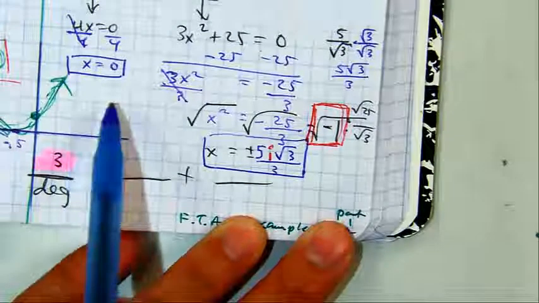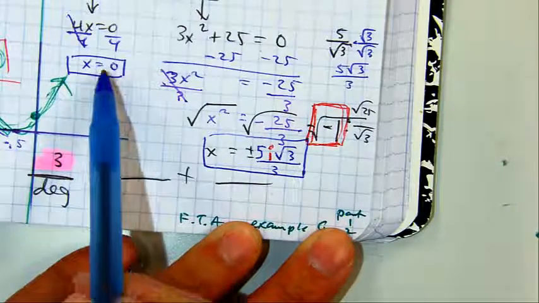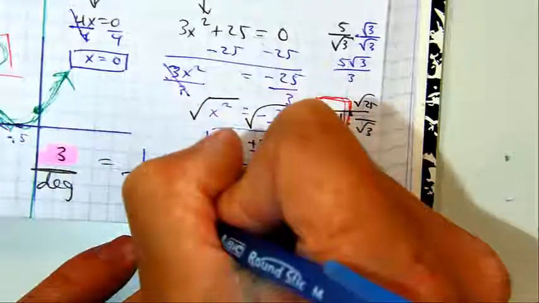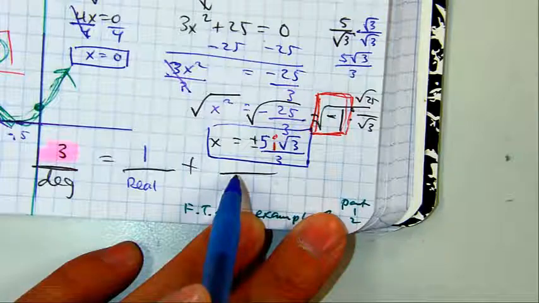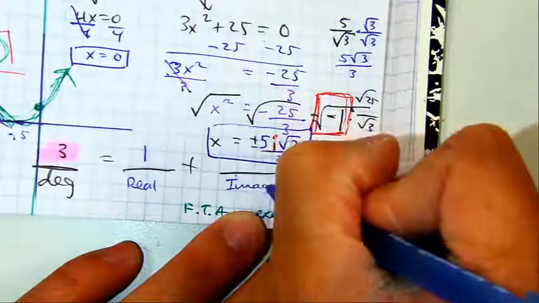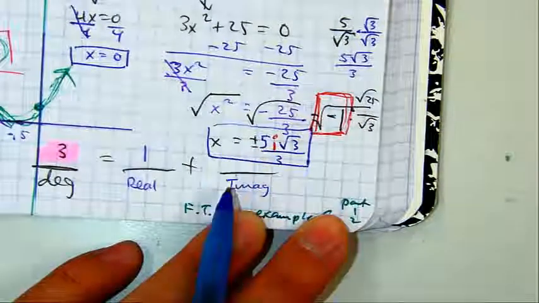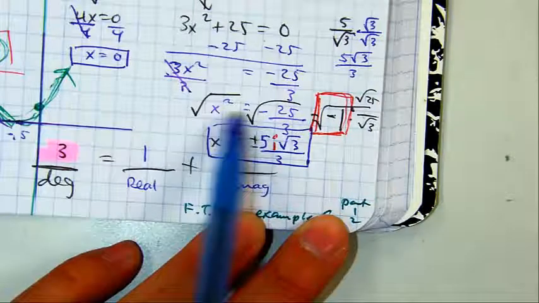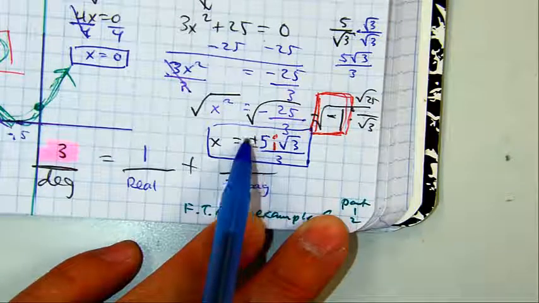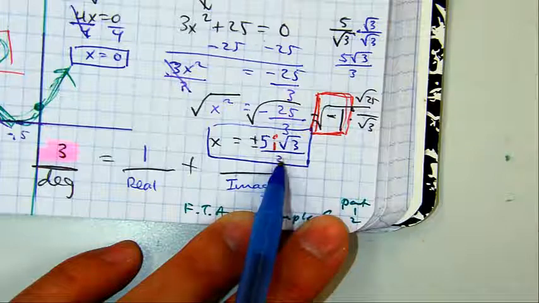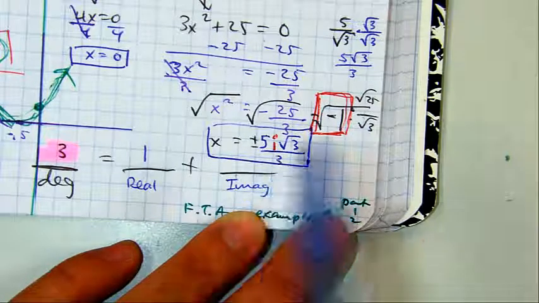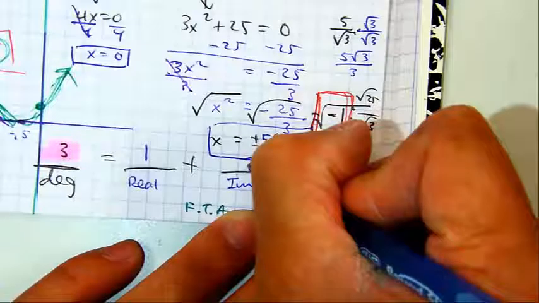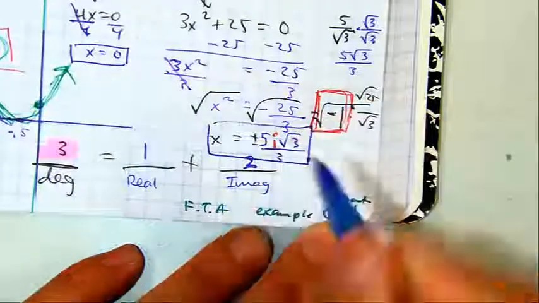Class, is this real or imaginary? So we have one real. That implies that we're going to have 2 imaginaries. And you should think about it, because then that helps you verify that back here, when you take the square root of an equation, you should have plus or minus. So you have plus 5i radical 3 over 3. That's one imaginary. And then negative 5i radical 3 over 3 is your second imaginary. So 1 plus 2 equals 3.